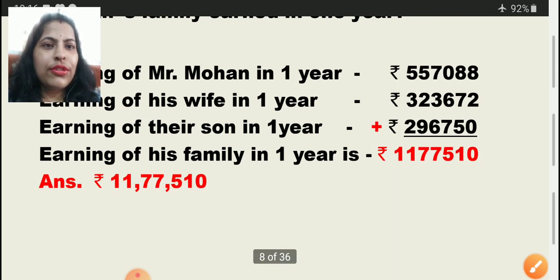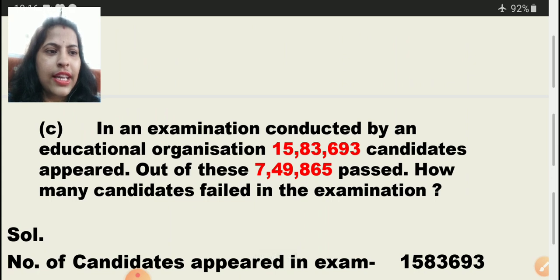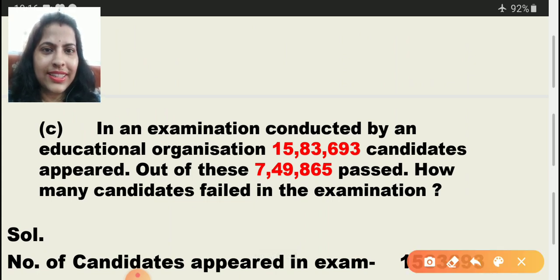Now we'll move to the C number question, that is, in an examination conducted by an educational organization, 15,83,693 candidates appeared.